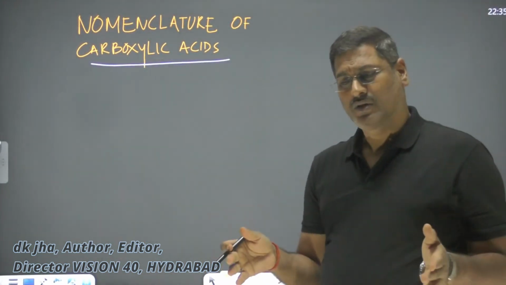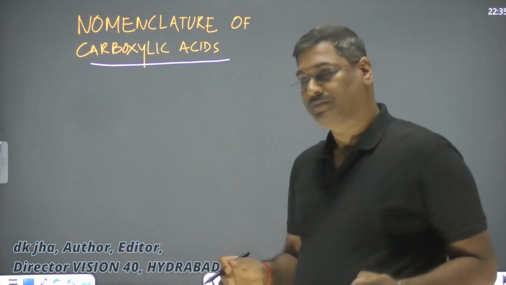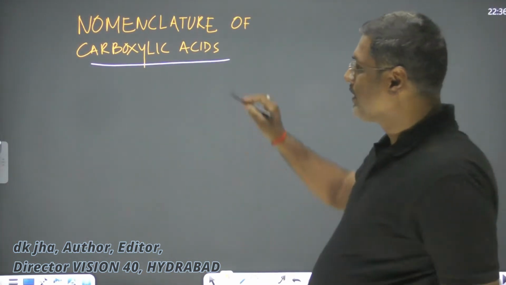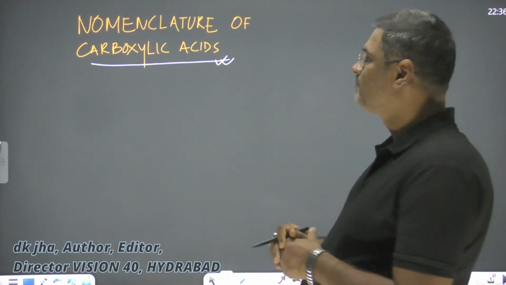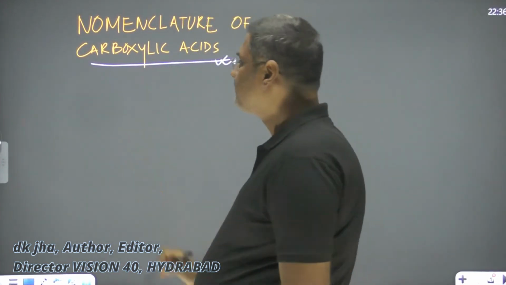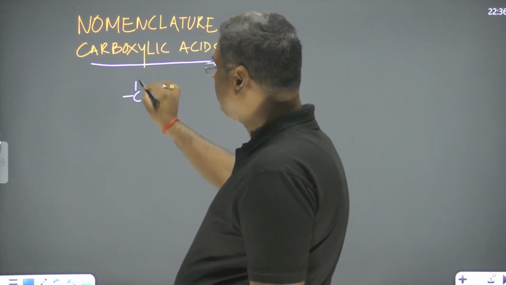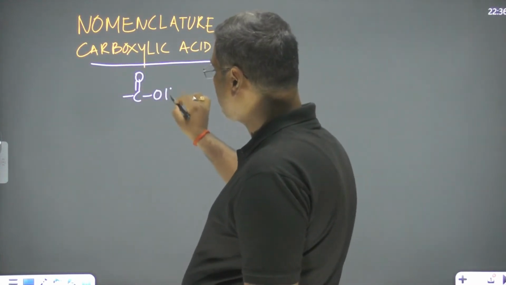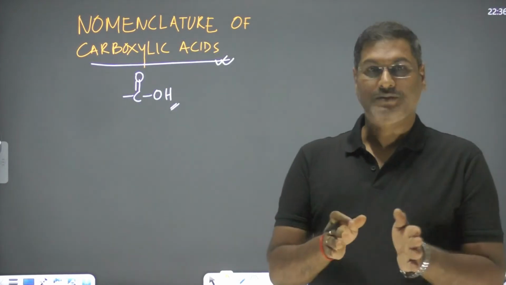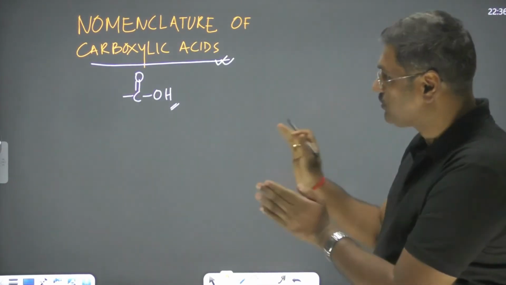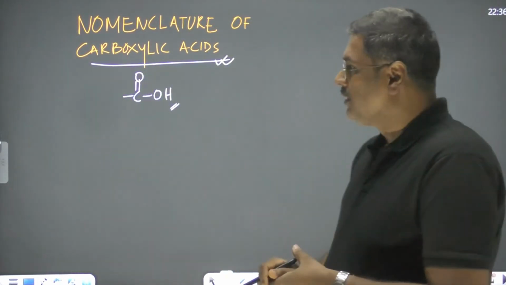Some basic discussion we have already done. Now a few things, some information you need regarding carboxylic acids, regarding functional groups. So the first thing is that the compound having this structural unit COOH is called carboxylic acid. This structural unit is carboxylic acid.